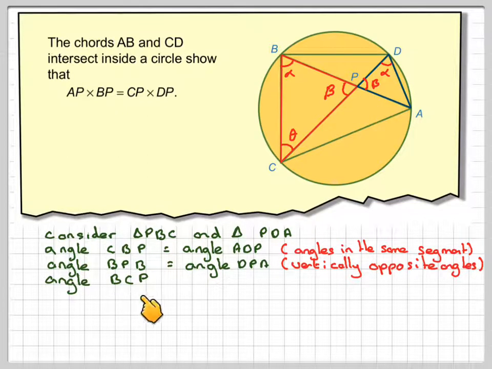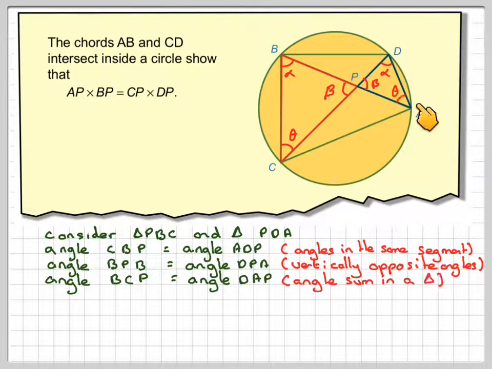Then angle BCP, this one here, is going to be equal to angle DAP, because of the angle sum in a triangle. If these two are the same, then the third one must also be the same, because the angle sum of the triangle is 180. Therefore, this triangle here, PBC, and this one here are what's known as similar triangles.